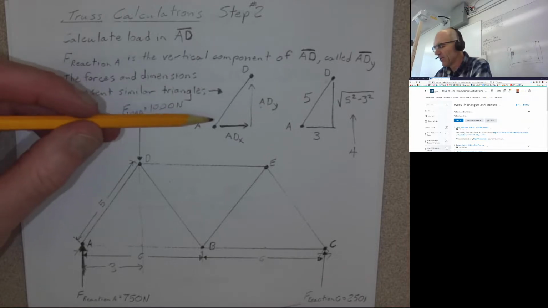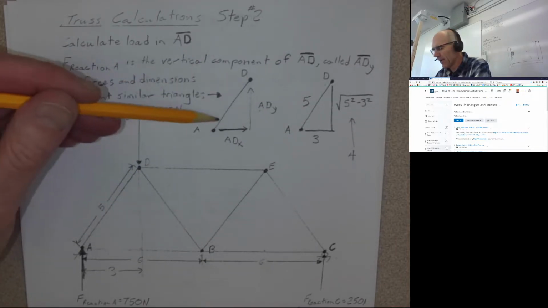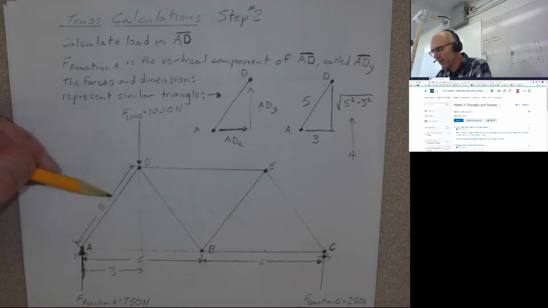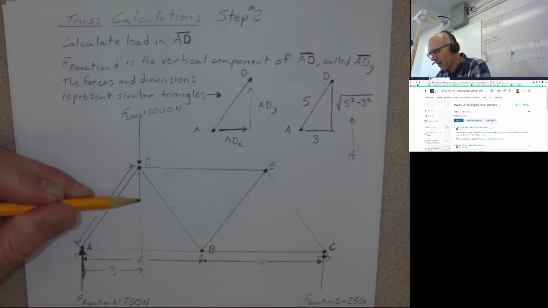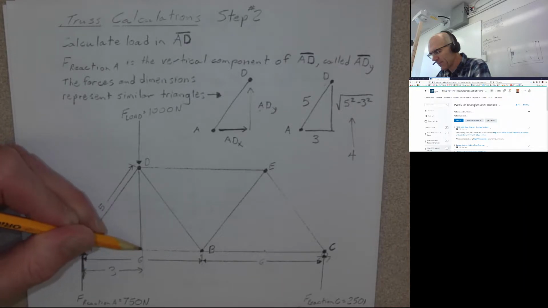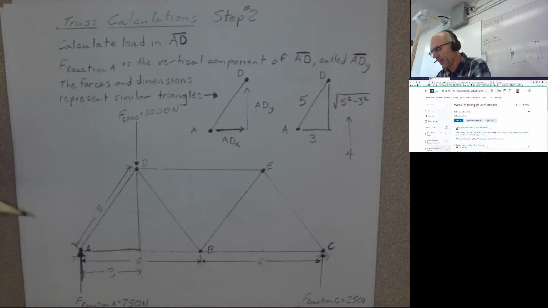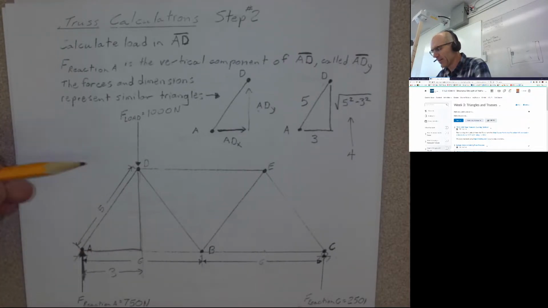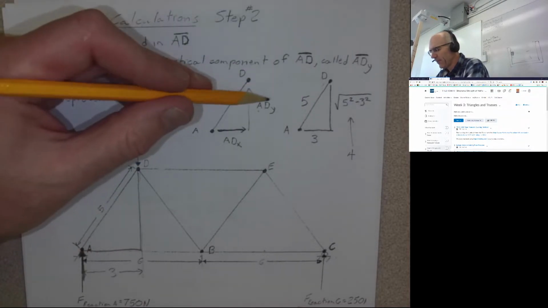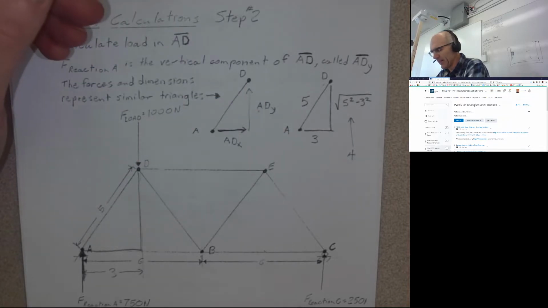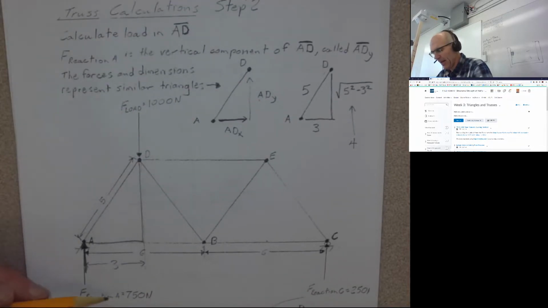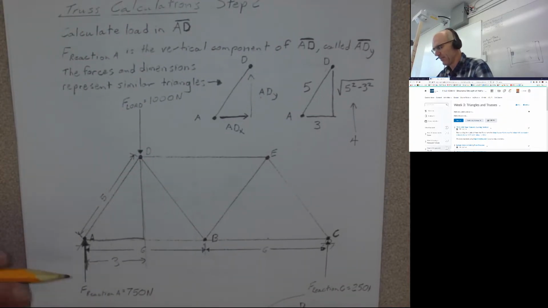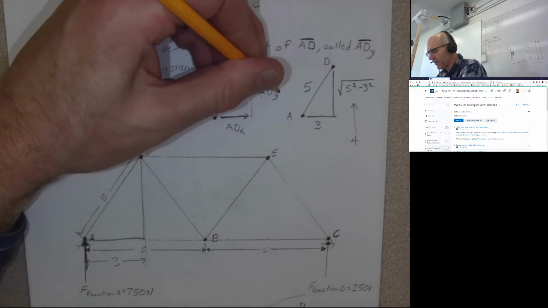So AD is the overall vector which runs along the hypotenuse of this triangle. And notice that we are using this triangle right in here. So just like we did in our lab, we have to break this down and take a look at this triangle. And we've got ADY right in here is going to equal F reaction A, which is going to be 750 newtons.